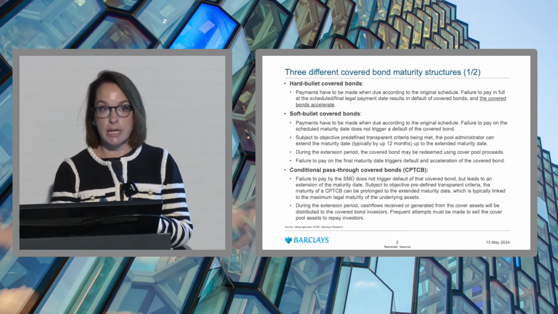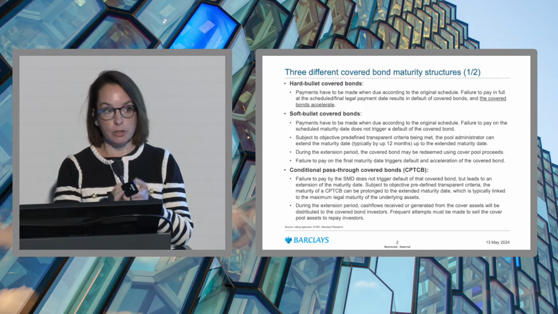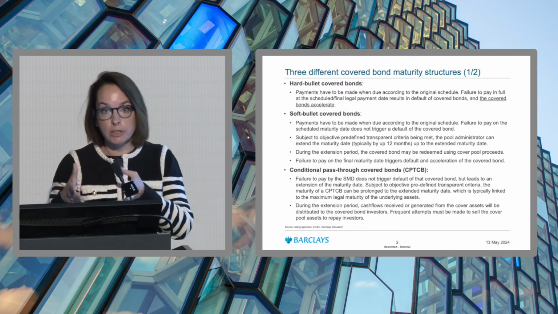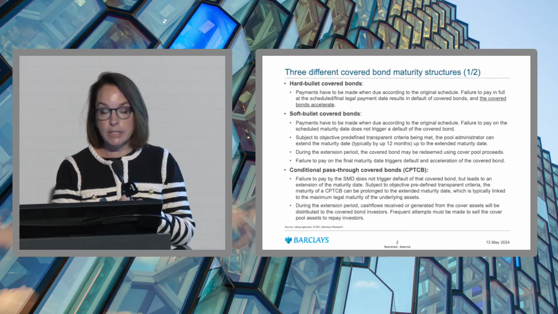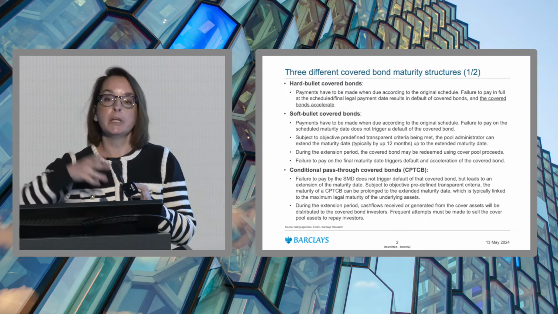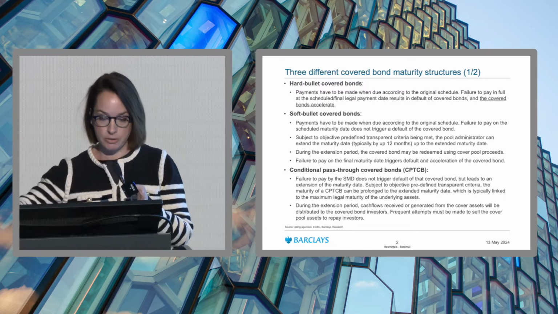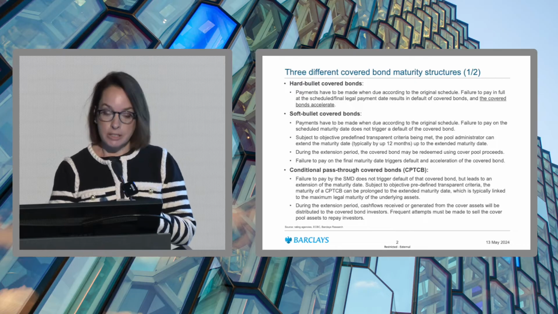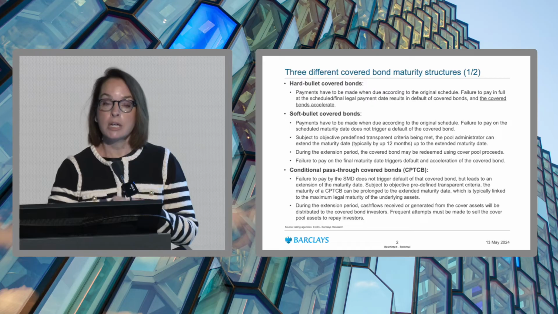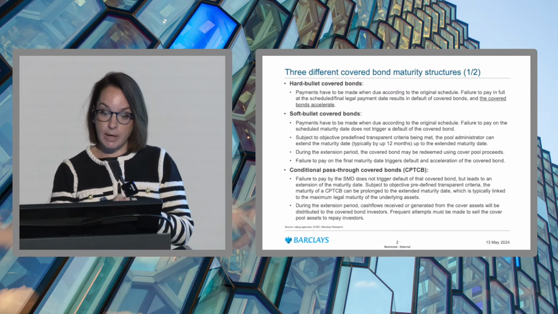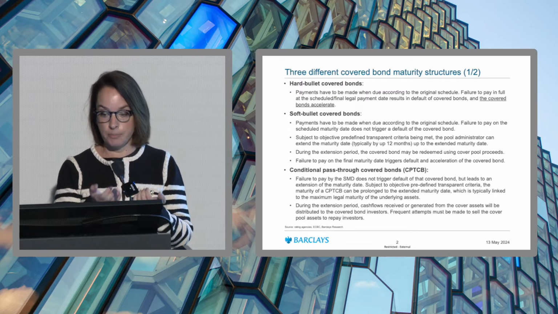So for example, say that you have a covered bond where the longest dated mortgage loan in the pool is 30 years, then in theory, the covered bond could be extended by up to 30 years. And during this extension period, efforts will be made maybe every 6 months to try and sell parts of the assets in order to repay the investors.